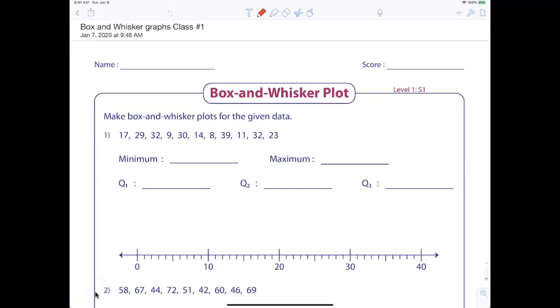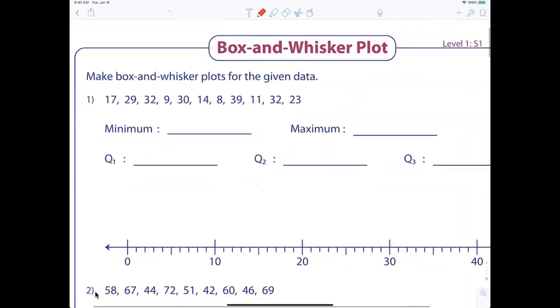All right. It says make a box and whiskers. So the first thing we're going to do with the data is I want someone to tell me what's the minimum here on the data. You guys got to help me because you have better eyes. 8. Thank you. So everybody puts minimum is 8. And then what's the maximum? 39. All right. So that's 2 easy questions down.